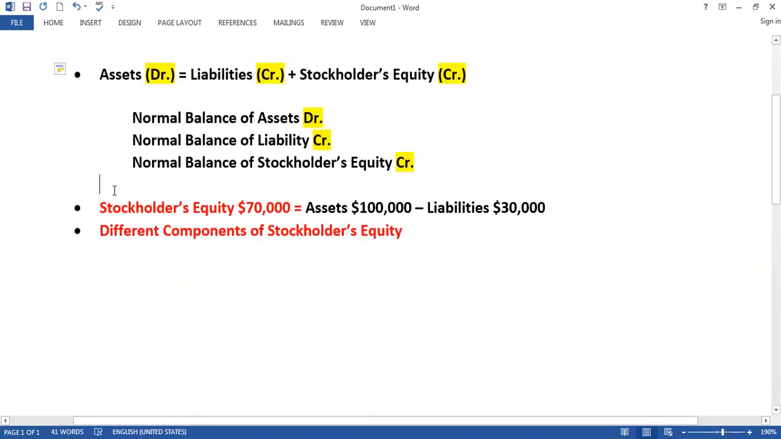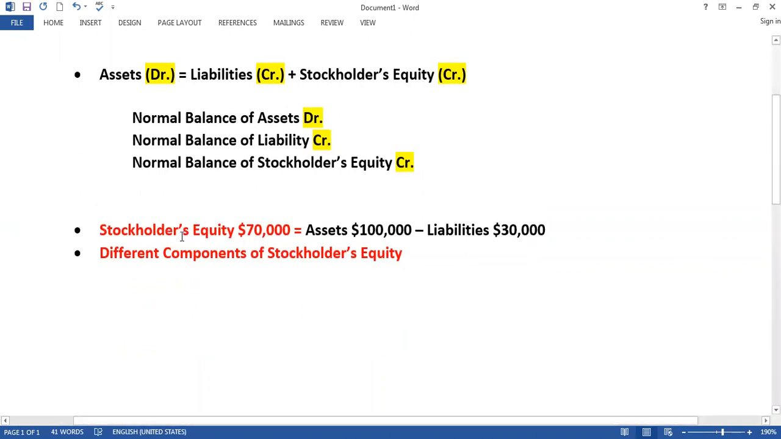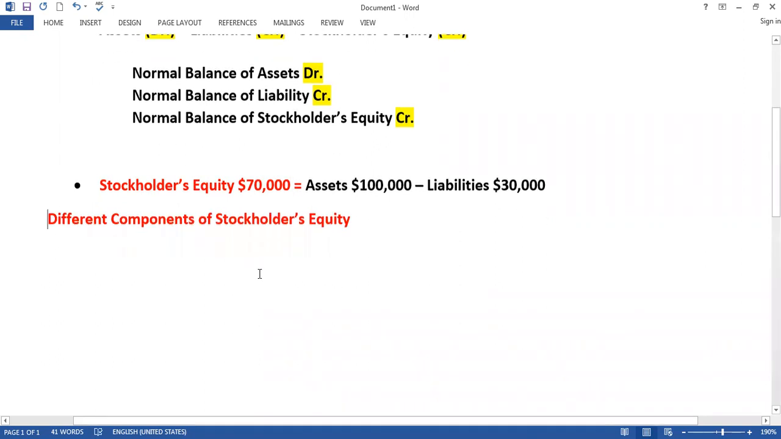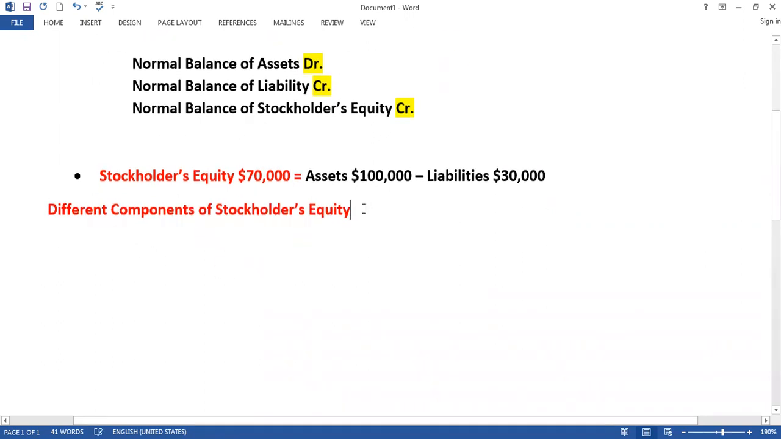Now, if we talk about it separately, stockholders' equity equals assets minus liabilities. It means that after paying all liabilities, the remaining goes to the stockholders' equity. Stockholders' equity means you are the owner, right? So the business first pays all of its liabilities, and after paying liabilities, the owner will get the money. Now we are going to see what the components of stockholders' equity are.